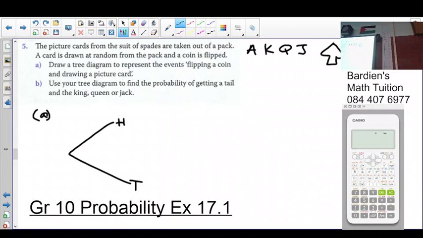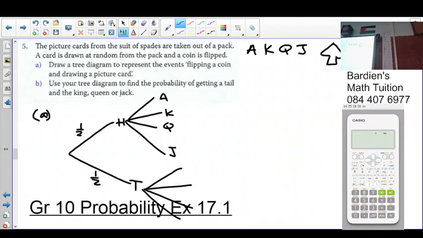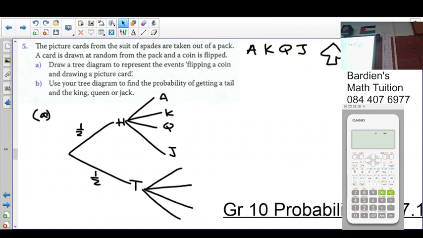What are the probabilities on these branches? You all agree with that? Then, drawing a card. How many cards are there? 4. So I'll have 4 branches, of course. It can either be ace, king, queen, jack. Okay? Ace, king, queen, jack.